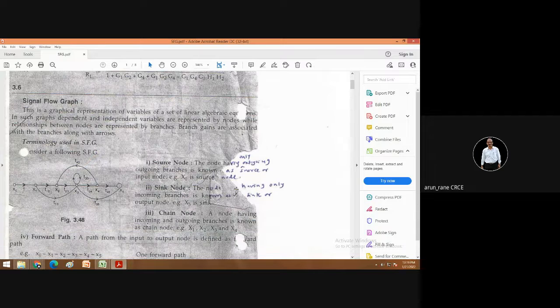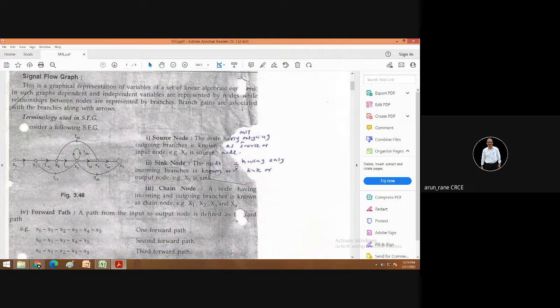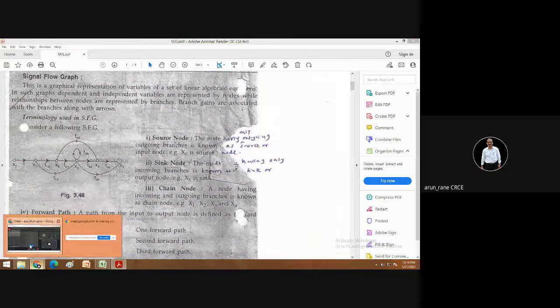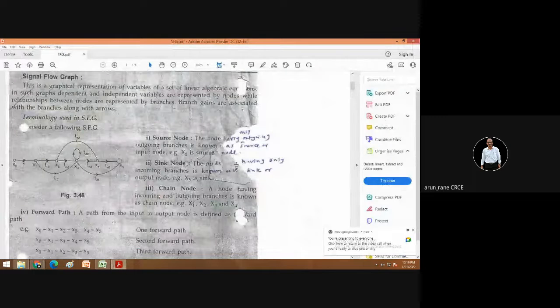Then the chain node is a node having incoming and outgoing branches. So x1, x2, x3, x4, these are your chain nodes. Then you have the forward path. A path from the input to the output is defined as the forward path. So input to the output, this is your forward path.